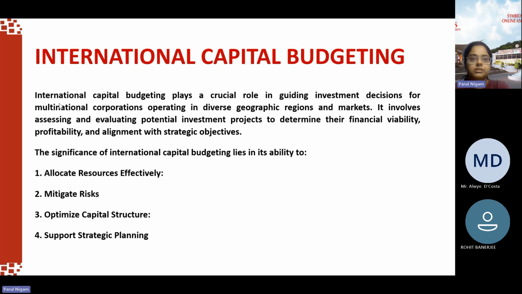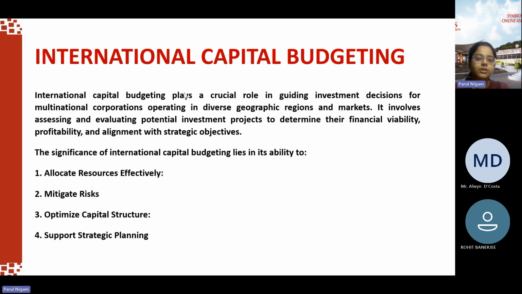So, for example, a US company expanding into India must decide whether to build a new factory or acquire an existing one. Capital budgeting methods like net present value or IRR will help in determining which option is the more profitable option. Okay, so ensure optimal allocation of resources.